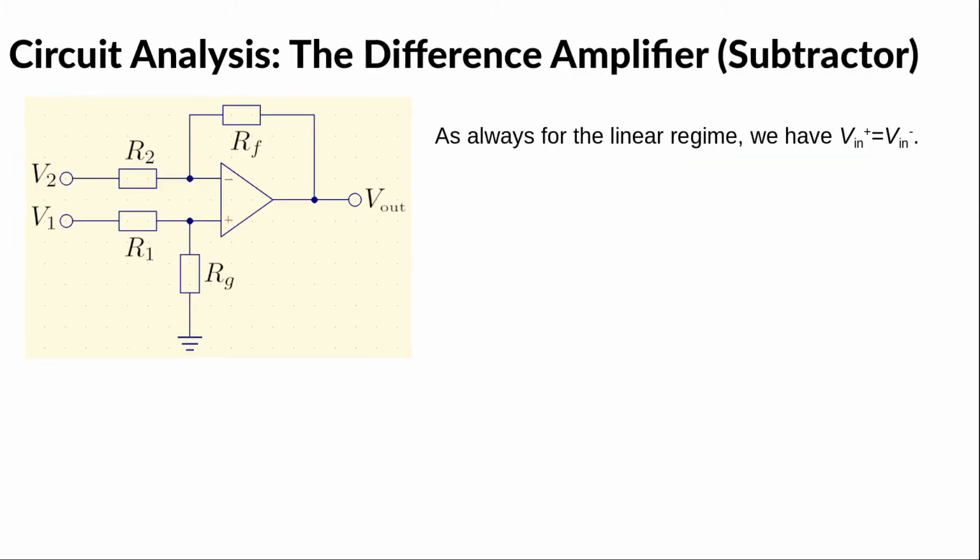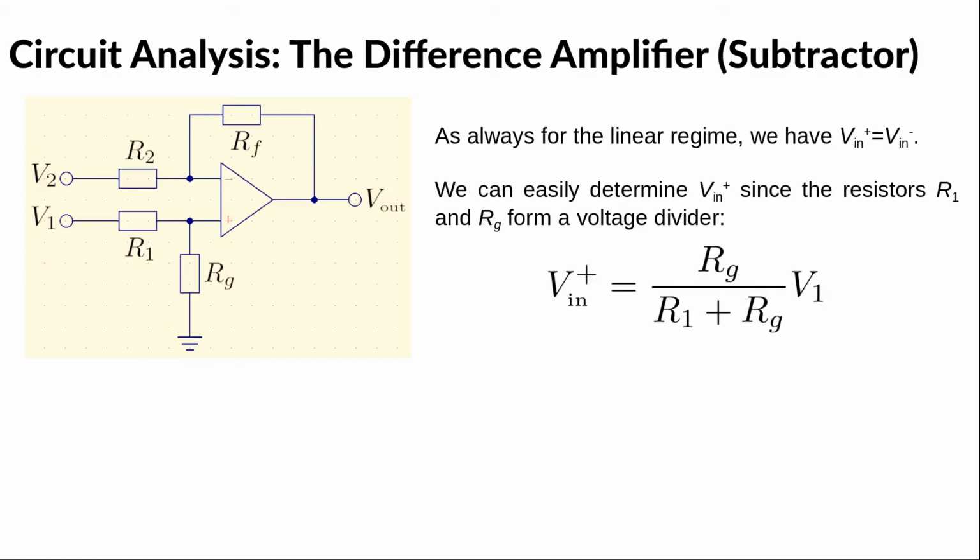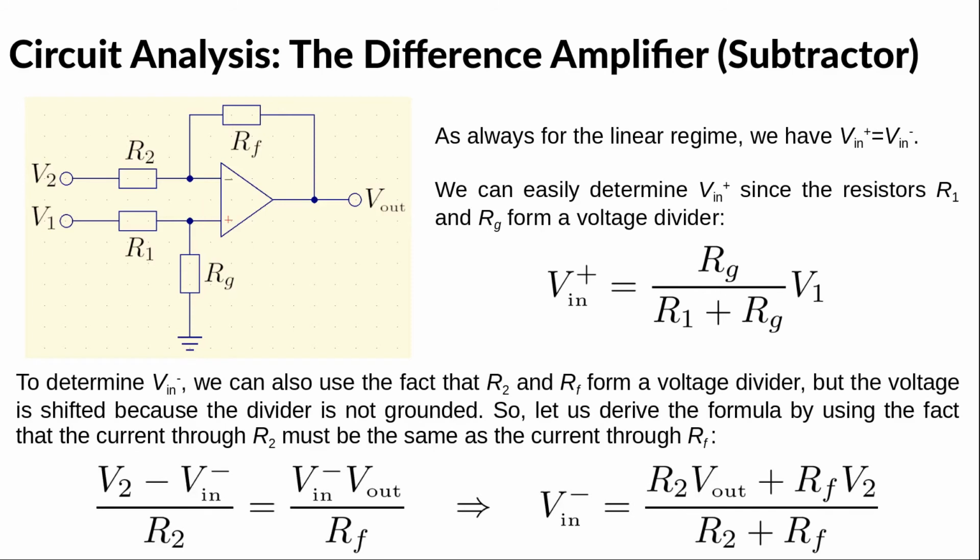Being able to add potentials, it is natural to wonder whether we can subtract them. This is precisely what the difference amplifier can do. We use here the property that the potentials at the inverting and the non-inverting inputs are equal. The potential at the non-inverting input Vin plus is easily determined since the resistors R1 and Rg form a voltage divider. We can use a similar argument to determine the potential at the inverting input Vin minus.